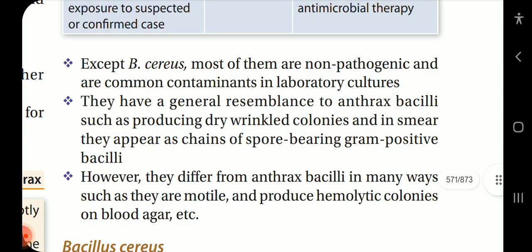Now about the anthracoid series. Except Bacillus cereus, most of them are non-pathogenic and are common contaminants in laboratory cultures. They have a general resemblance to anthrax bacilli, such as producing dry wrinkled colonies. In smear, they appear as chains of spore-bearing gram-positive bacilli. However, they differ from anthrax bacilli in many ways, such as being motile and producing hemolytic colonies on blood agar, etc.